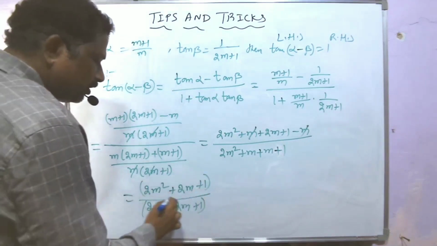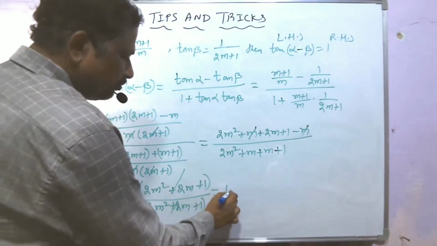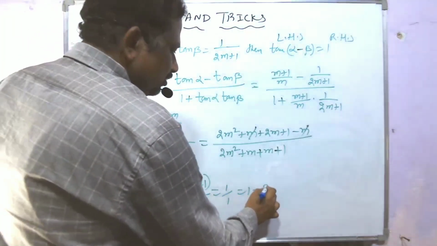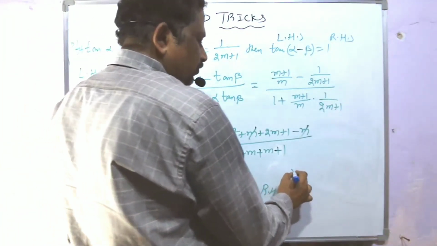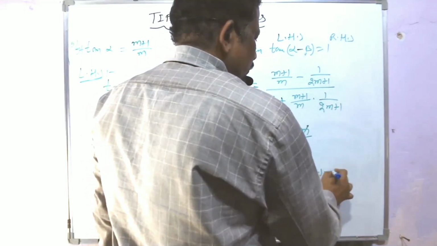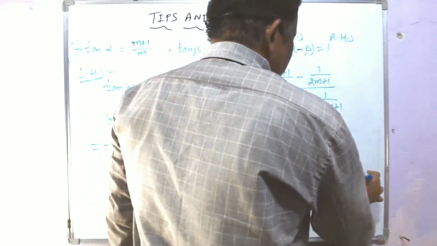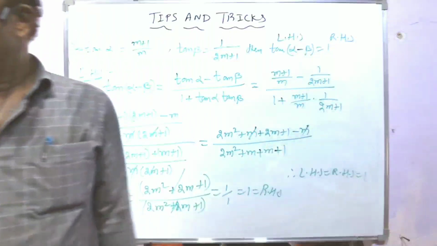Okay, keep bracket, cancel them, 1 by 1, that is 1, that is RHS. Therefore, LHS is equal to RHS. Okay, clear?